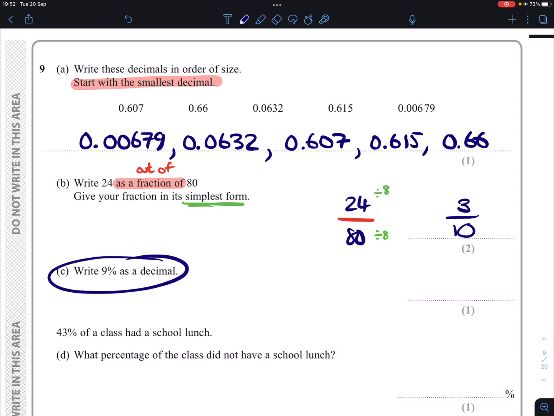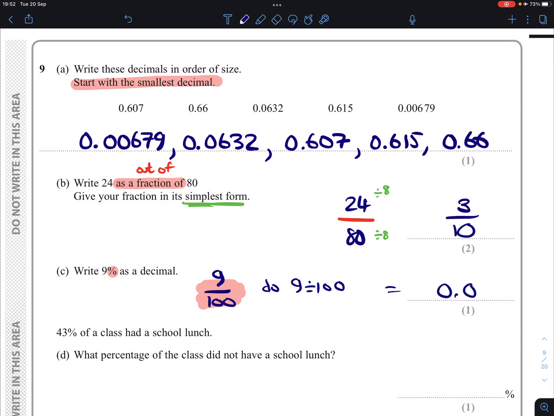Part C, write 9% as a decimal. Well, 9% just means out of 100. So first of all, if I write this as a fraction, we end up with 9 out of 100. And if I want to turn that into a decimal, I do 9 divided by 100, which is going to give us 0.09.